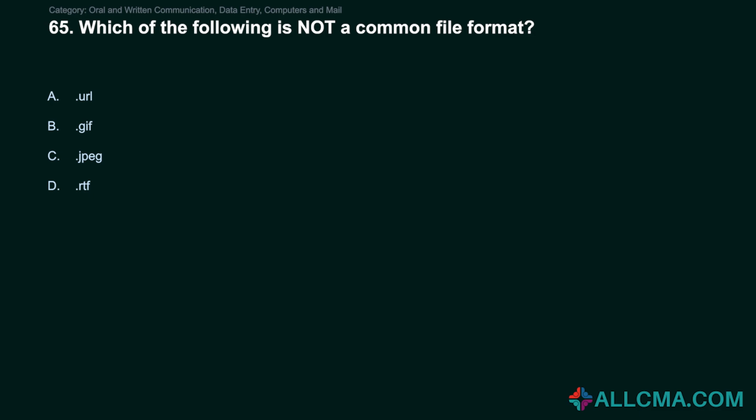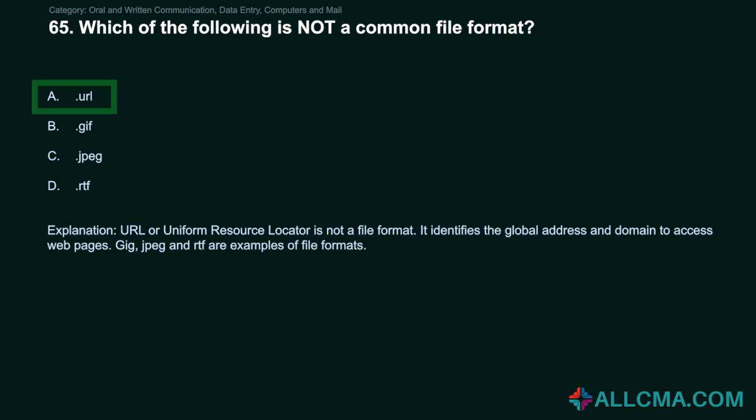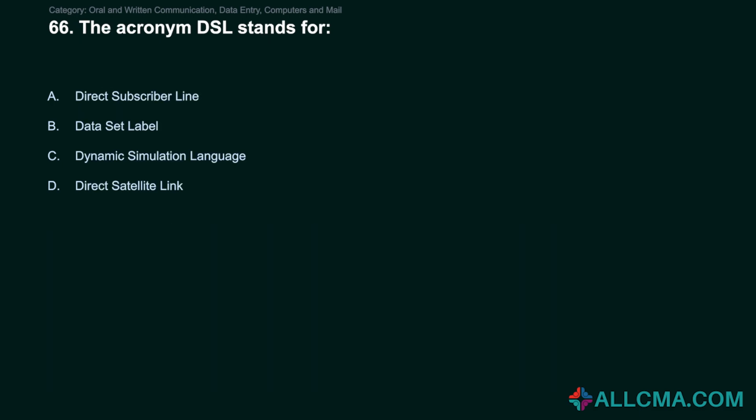65. Which of the following is not a common file format? A. .url. B. .gif. C. .jpg. D. .rtf. Correct answer, A. .url, or Uniform Resource Locator, is not a file format. It identifies the global address and domain to access web pages. GIF, JPEG, and RTF are examples of file formats.